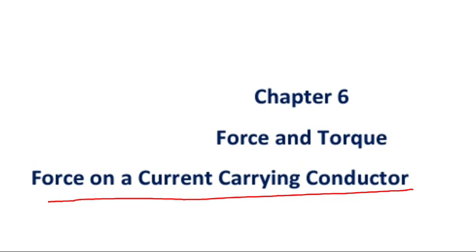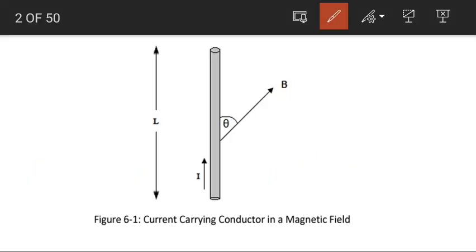We know that when a current carrying conductor is placed in a magnetic field, the conductor experiences a force. Force is a vector quantity which has a magnitude as well as direction. So we consider figure number 6.1, and in figure number 6.1 you can see a current carrying conductor which is located in a magnetic field.